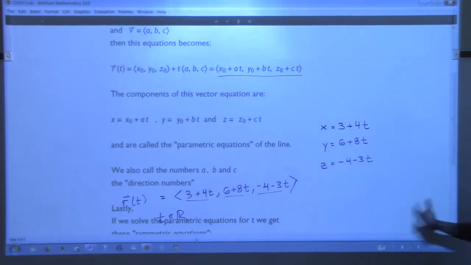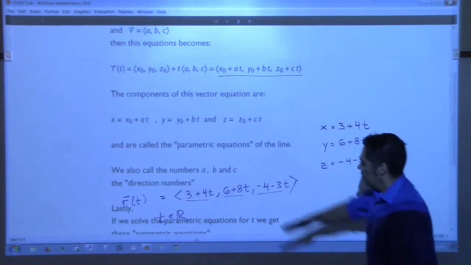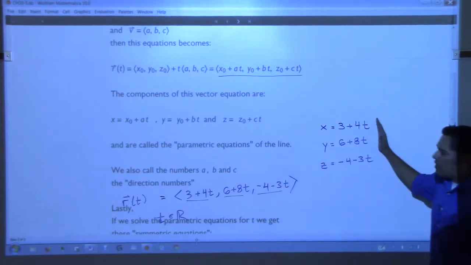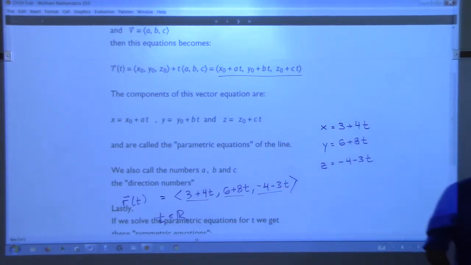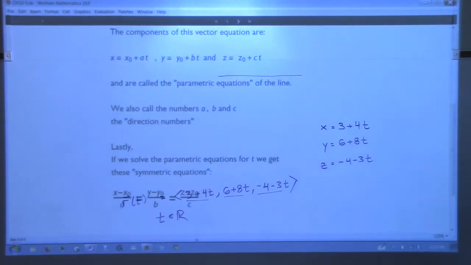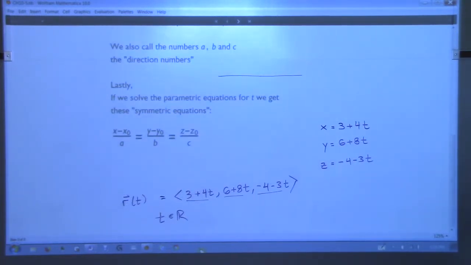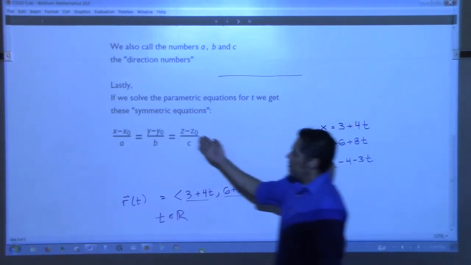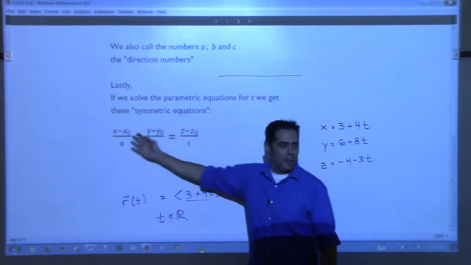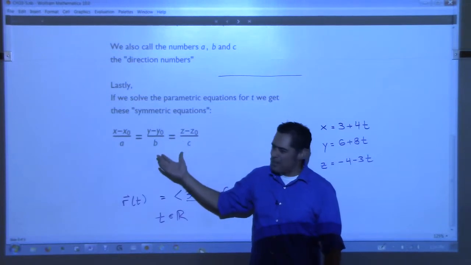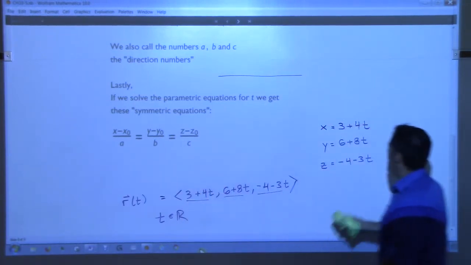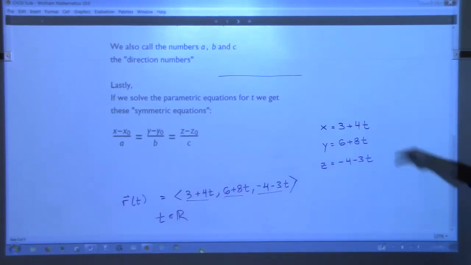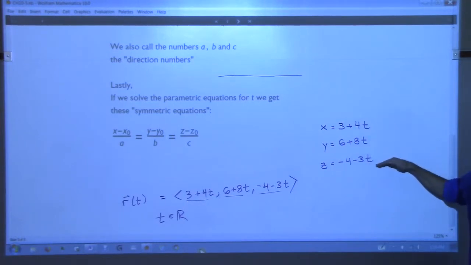And then there's one more thing that we can ask for. Vector equation, parametric equations. The other thing we can ask for are what are called the symmetric equations. So the symmetric equations look like this. And let me just show you how you come up with symmetric equations. Because it looks like it might be complicated, but it's really not. All you do is you notice that your three parametric equations all have t in them, don't they? So I could solve each one of them for t.